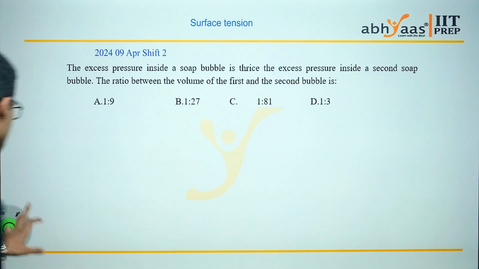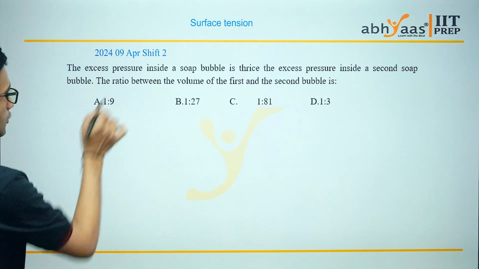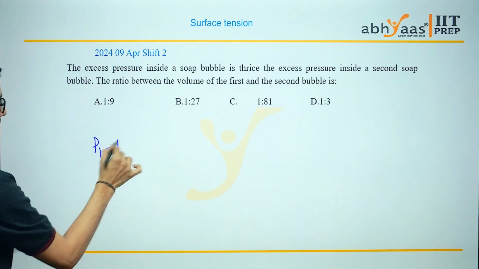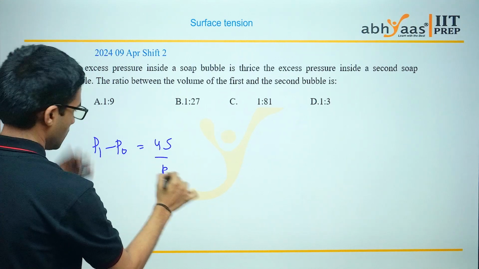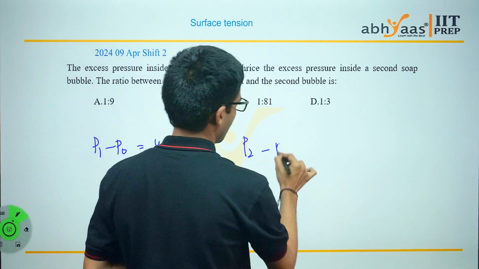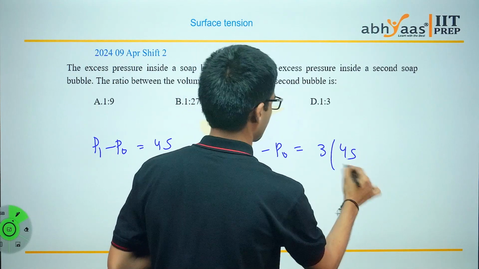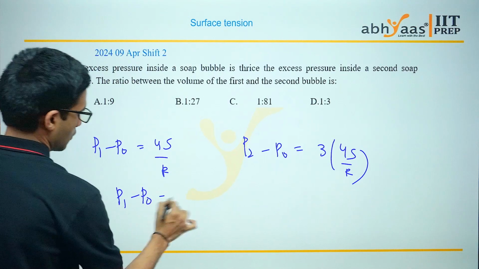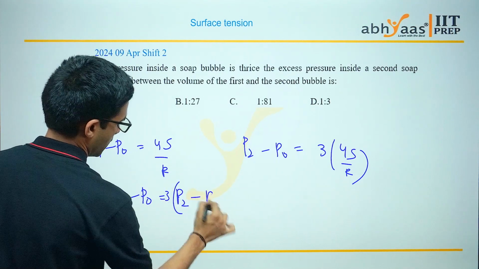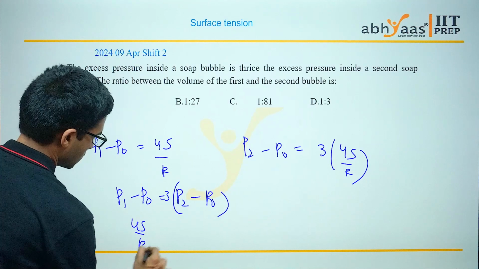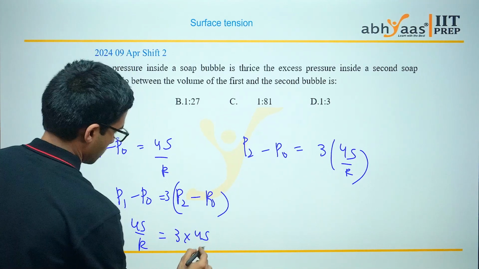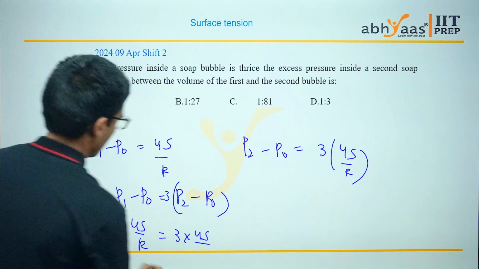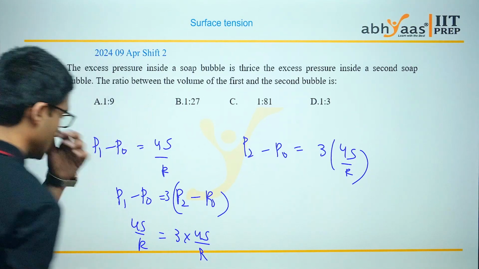Okay, next one, what happened? Excess pressure in the soap bubble is 3 times. For example, initially one soap bubble is there, excess pressure P1 minus P0 is equal to 4S by R. Another one is also there, that is P2 minus P0 is 3 times 4S by R. So now what happened? P1 minus P0 is equal to 3 into P2 minus P0. So this is 4S by R is equal to 3 into 4S by another R, this is R you can consider, another one is this one.